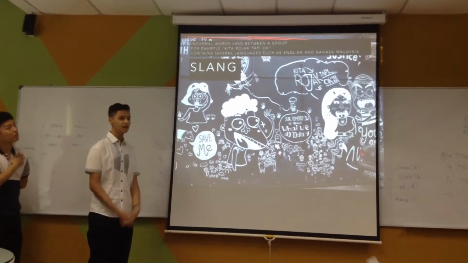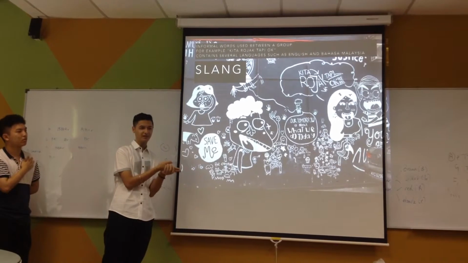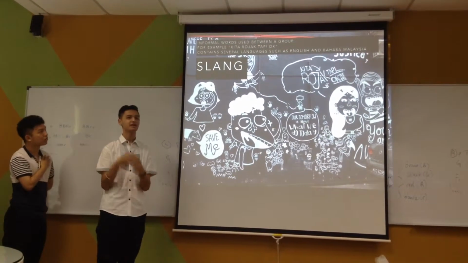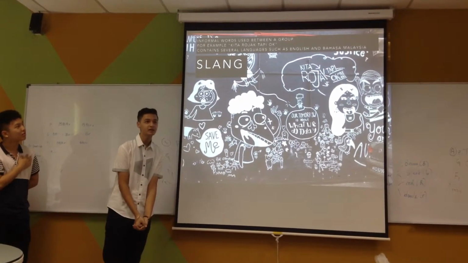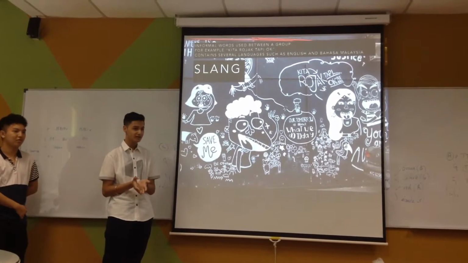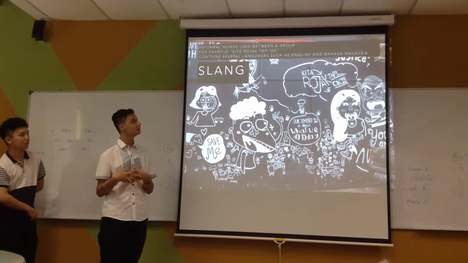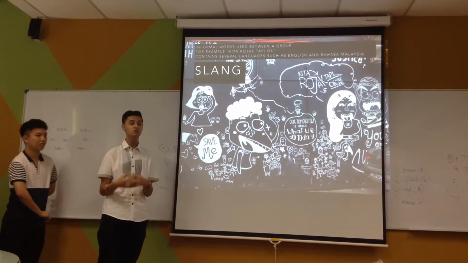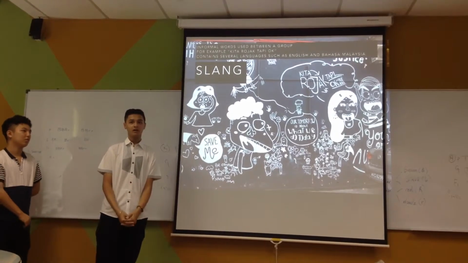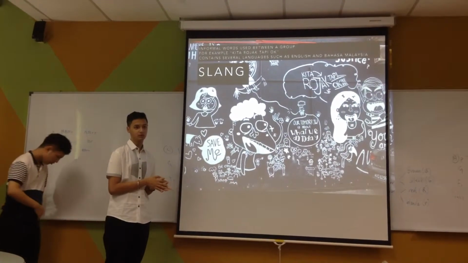So for the first public communication concept, it is slang. For example, "kita rojak tapi okay." You would have never heard this in another country. It's Malaysian slang, where we mix several languages such as English and Bahasa Malaysia into one topic. It's informal words as well, so there's no formality in this mural.